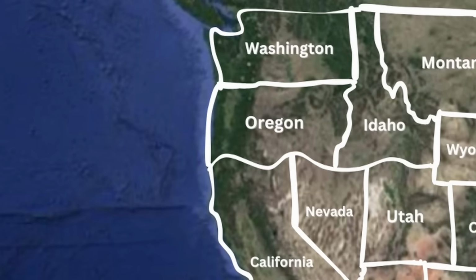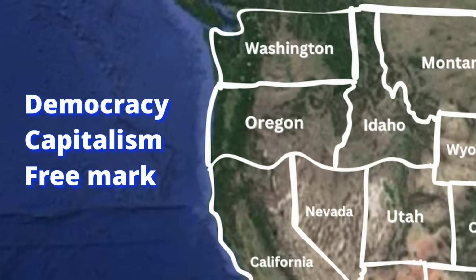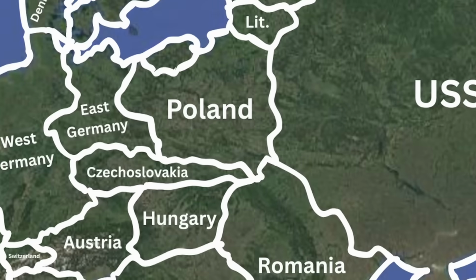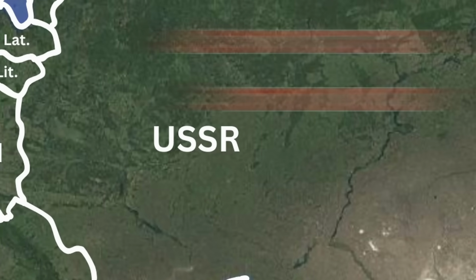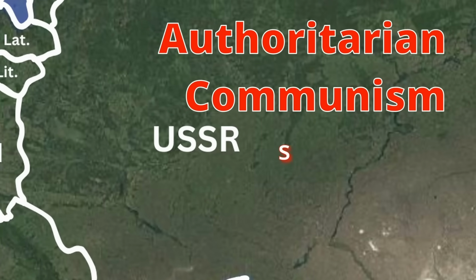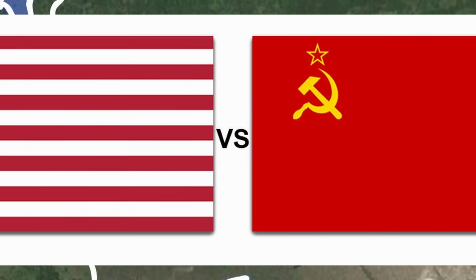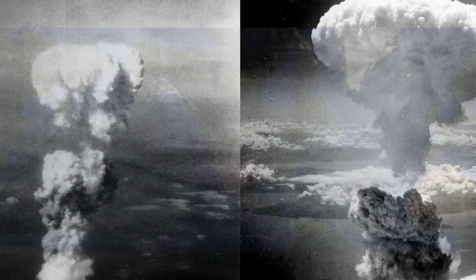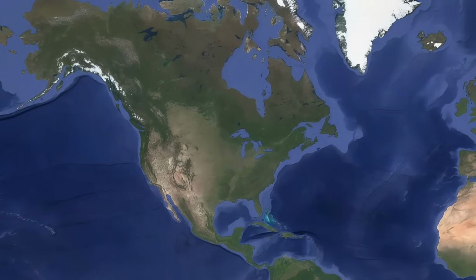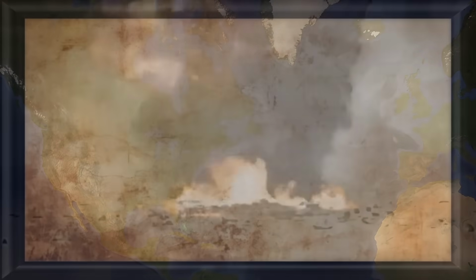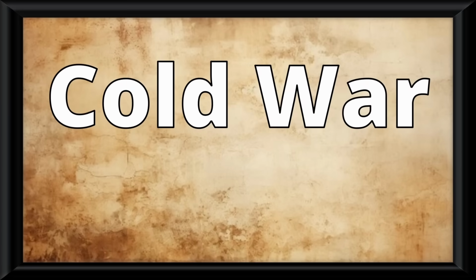Over in the US, we have democracy, capitalism, and free markets. However, going over to the Soviet Union, we now have a system known as authoritarian communism, which means the state controls literally everything. So you might think that these 2 countries are going to go to war, but the world just went through a horribly devastating war, and now things like nuclear weapons exist. If another war were to happen, it's not unreasonable to say that the world could quite literally come to an end. So the thing that emerges, the Cold War, isn't a normal war at all.